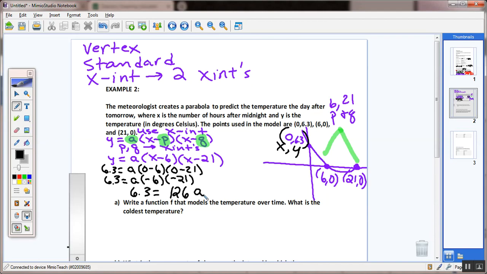How are you going to solve for a? Divide by 126. So a is going to equal, help me with my math, 6.3 divided by 126. Is that 0.05, kids? Who's running that for me? I don't care if your phone's out now, you're just on the calculator. It is. Okay. All right.